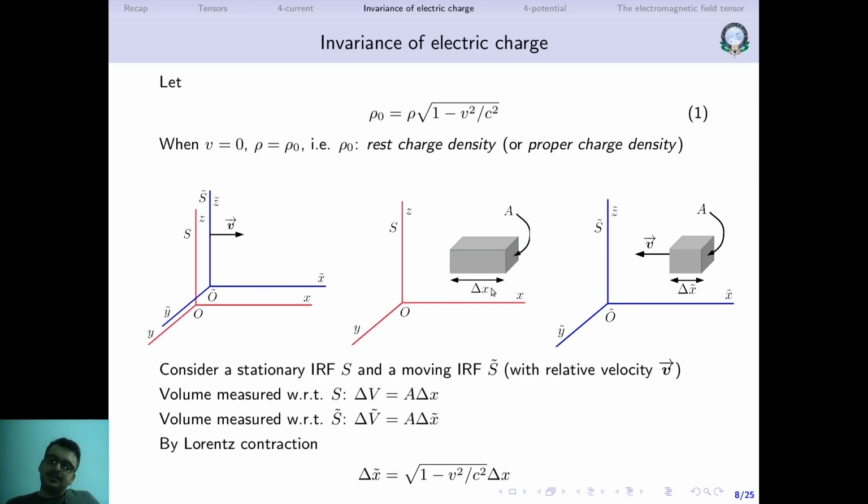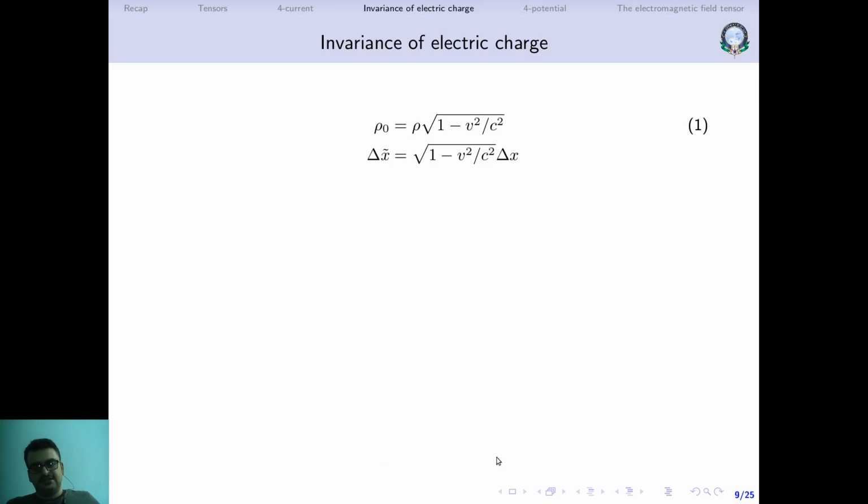By Lorentz contraction, these two volumes will obviously not be the same. Delta V and delta V tilde will not be the same because of Lorentz contraction, because this is a moving frame, so it is going to observe a length which is smaller. With respect to this frame, it will observe a length which has been contracted by the Lorentz contraction. So that contracted length delta X tilde will be equal to under root 1 minus V square by C square into delta X.